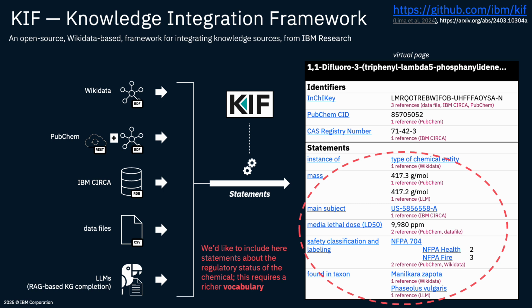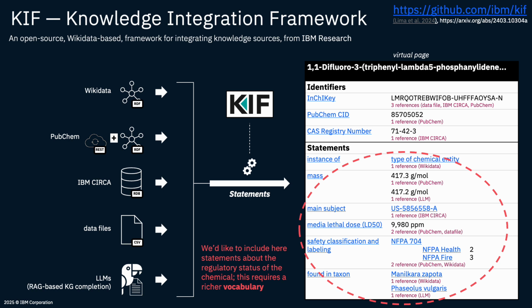through our KIF framework. KIF is an open source Wikidata-based knowledge integration framework developed by IBM Research that captures heterogeneous knowledge sources, such as Wikidata itself, but also PubChem or CIRCA, which is a patent database with chemically annotated data, using Wikidata's data model as a unifying structure. Using KIF, we can query the different sources as if they were Wikidata and obtain Wikidata-like statements as a response. Whenever possible, KIF maps the vocabulary used by the sources into the vocabulary of Wikidata, and this has worked well for basic properties of chemical compounds, and so we were hoping to follow the same strategy to describe their regulatory status using data from the EPA or ECHA databases.